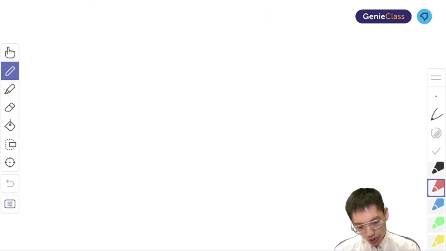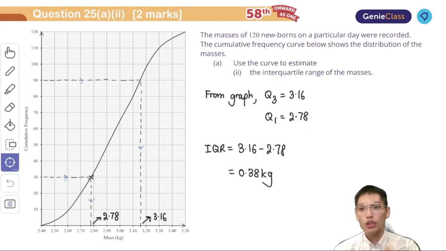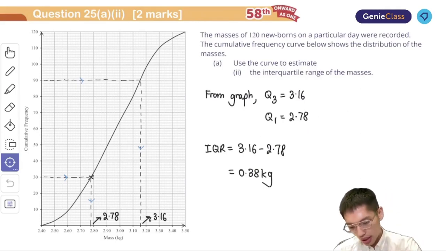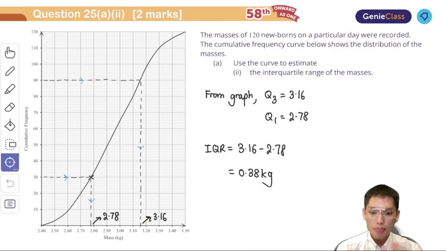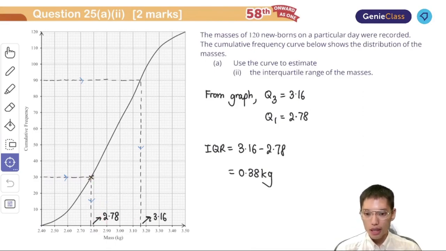Then after that, if we move on to IQR, that is Q3 minus Q1. Q3 is the 75th percentile. So trace here, trace down, 3.16. Again, error over here, you can have plus minus 0.1. Similarly for your Q1, from 30, trace up, trace down, 2.78. Again, plus minus 0.1. So when you subtract, the allowance is plus and minus 0.2.